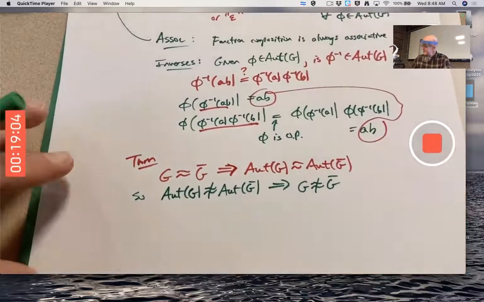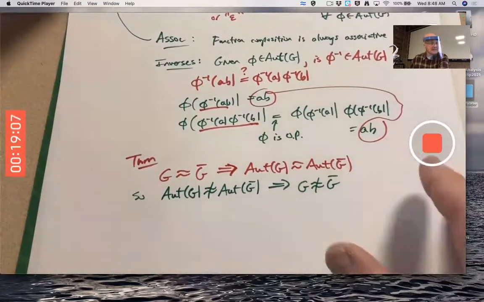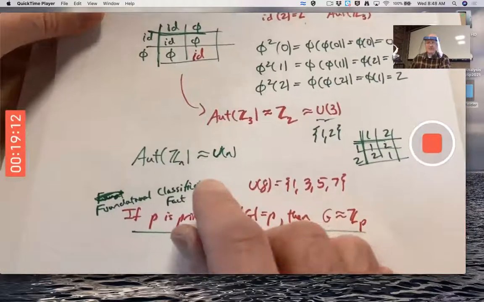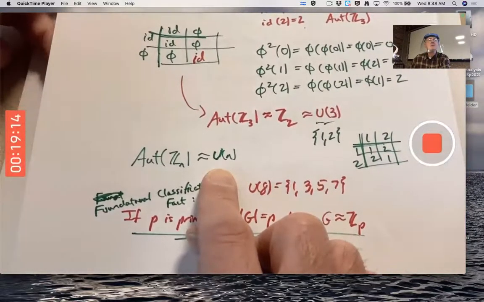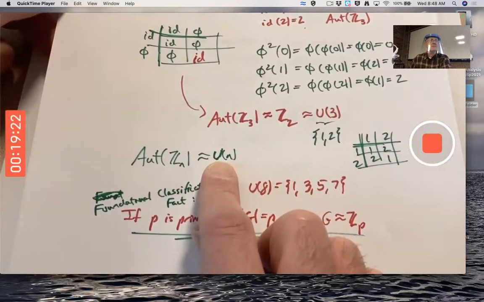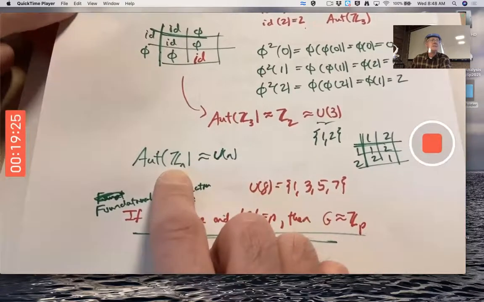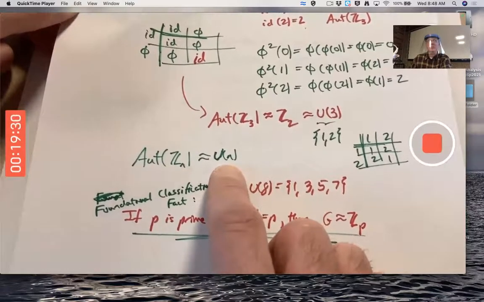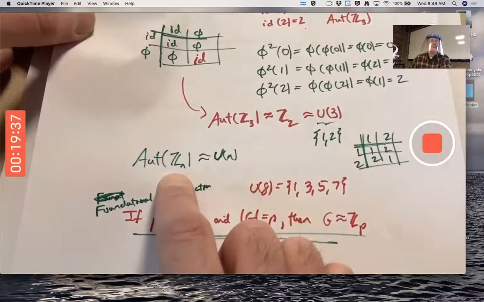That's certainly the case. Where did I put it? Oh, here it is. That's certainly the case here. U(n) always has fewer elements than Z_n. If n is prime, it's going to have n minus 1 elements, its maximum number of elements when n is prime. But Z_n always has n elements, 0 through n minus 1.